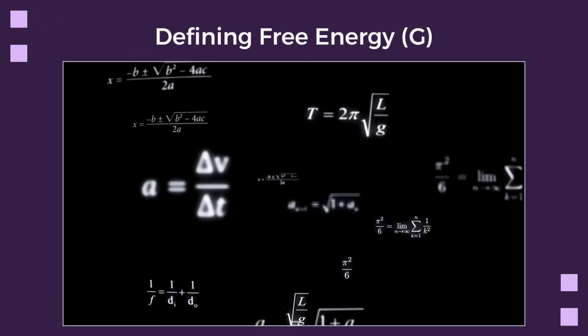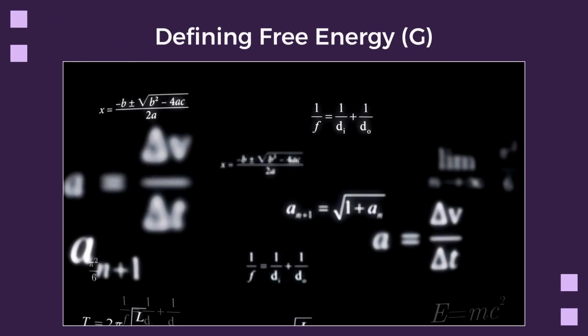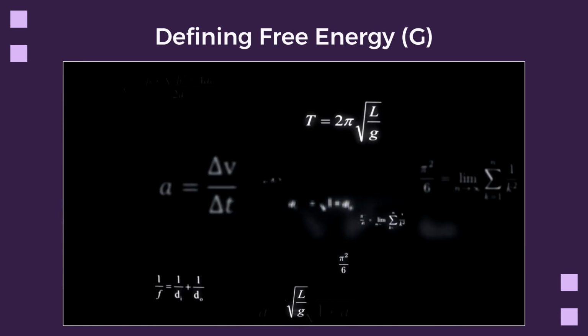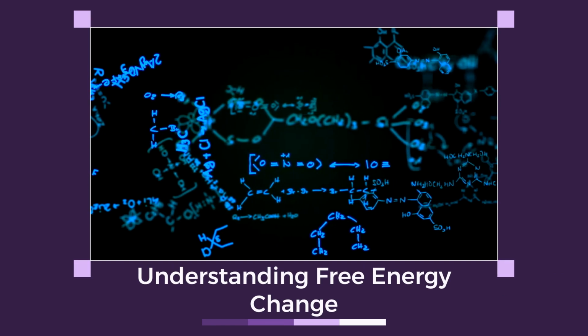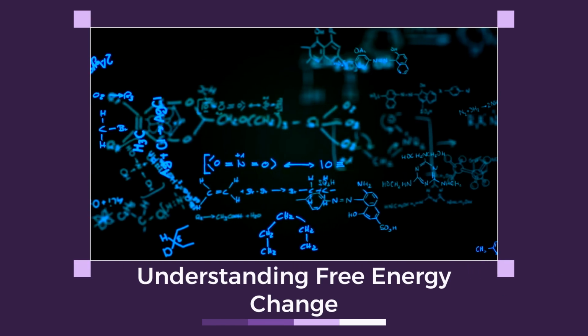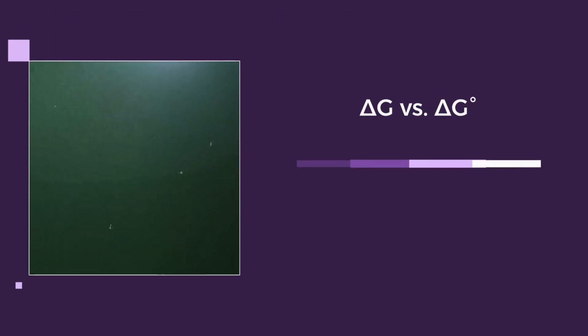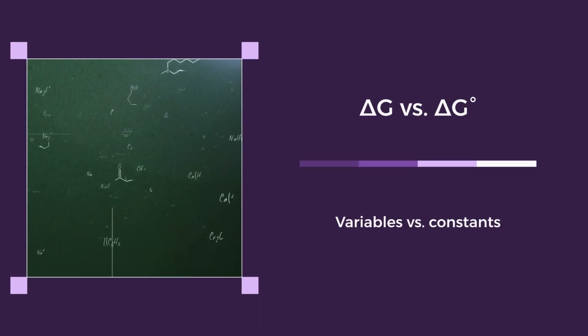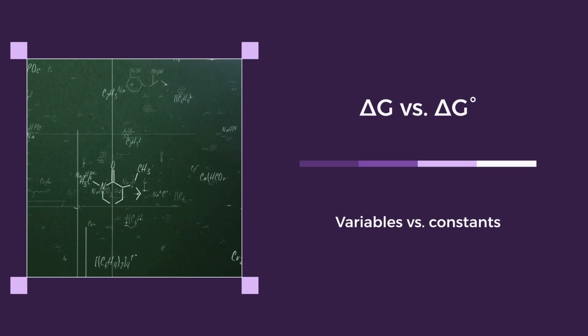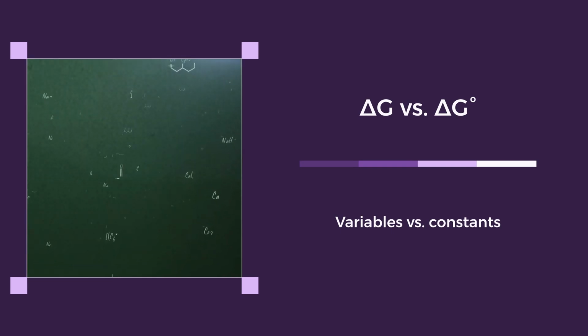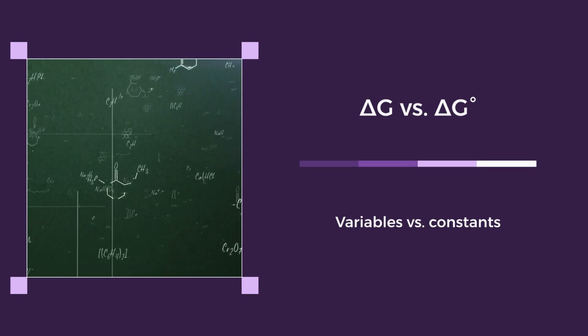Free energy, represented as G, combines enthalpy and entropy mathematically to predict the direction of a spontaneous reaction. The change in free energy, delta G, provides the vital energetic feasibility measure for any given chemical reaction. We must differentiate between delta G, which is variable based on concentration, and standard free energy change, delta G degree, a constant at defined conditions.